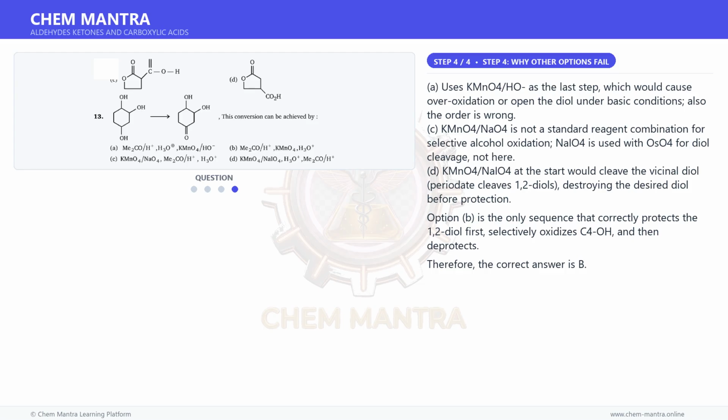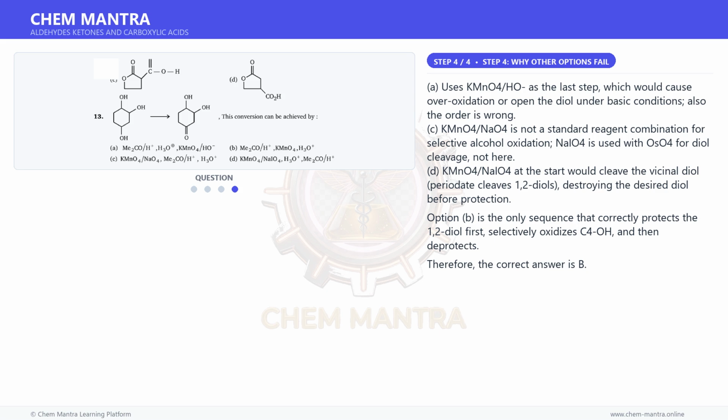And for the final step, A. Option A uses KMnO4, HO- as the last step, which would cause overoxidation or open the diol under basic conditions. Also, the order is wrong. C. KMnO4, NaIO4 is not a standard reagent combination for selective alcohol oxidation. NaIO4 is used with OsO4 for diol cleavage, not here.